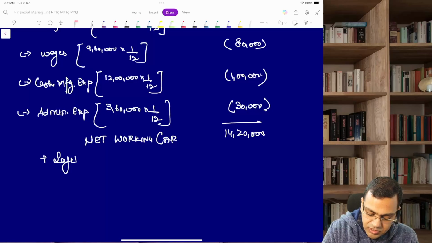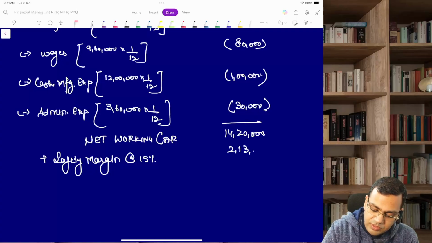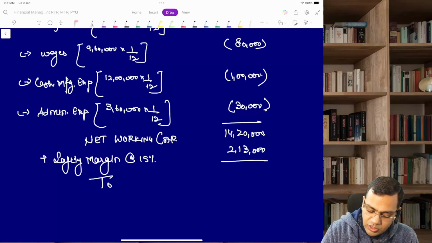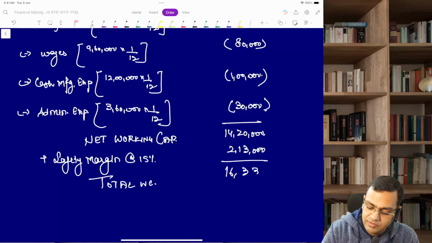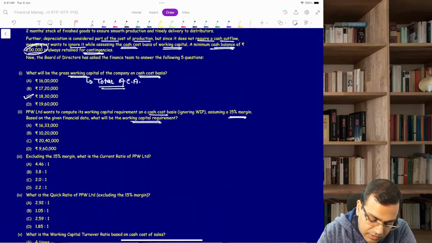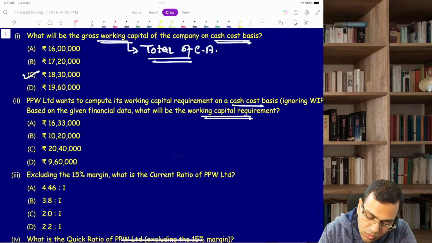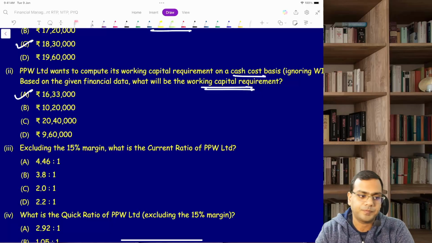Add safety margin. How much is the safety margin that the question says? 15%. Safety margin at the rate of 15%. So that comes to 2,13,000. This will give you the total working capital requirement that they are asking for. That is 16,33,000. This is your total working capital requirement. So MCQ 2, what is the total requirement of working capital? That comes to 16,33,000. That is option A. Is that clear, everyone? Right.